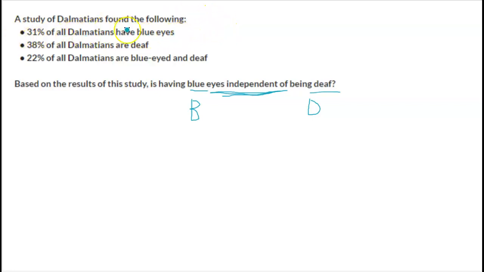31% of all Dalmatians have blue eyes. That's what I call the unconditional probability. The probability of blue eyes, probability of B, is 0.31, right? No conditions involved. Second fact, 38% of all Dalmatians are deaf. That's also a probability without conditions. That's just probability of D equals 0.38.